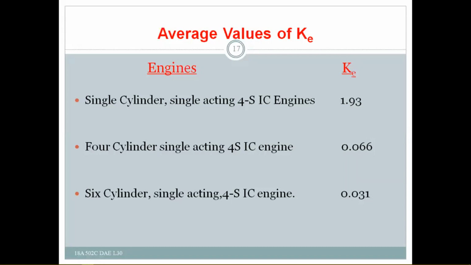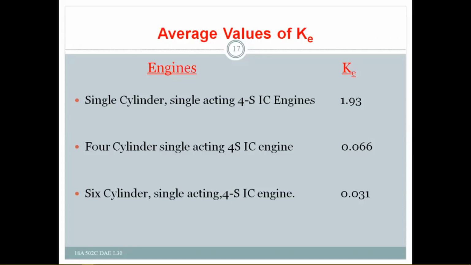As the number of cylinders increases, if you take a single cylinder engine, the coefficient of fluctuation of energy is more. That means fluctuations will be more. There is no uniformity in the energy. Whereas if you go for a four-cylinder engine, the coefficient of fluctuation of energy is reduced to 0.066. That means the energy will be a little bit more uniform when compared with the single cylinder.